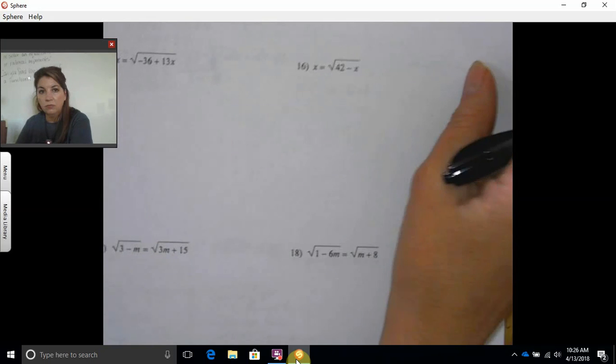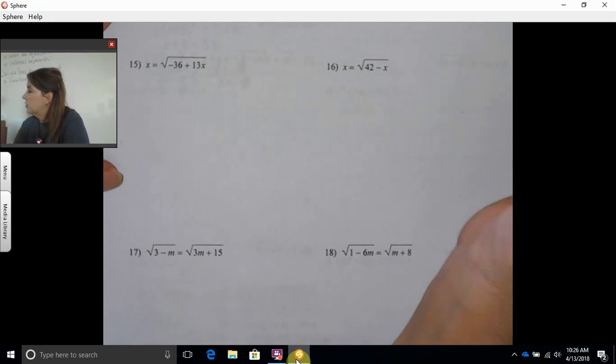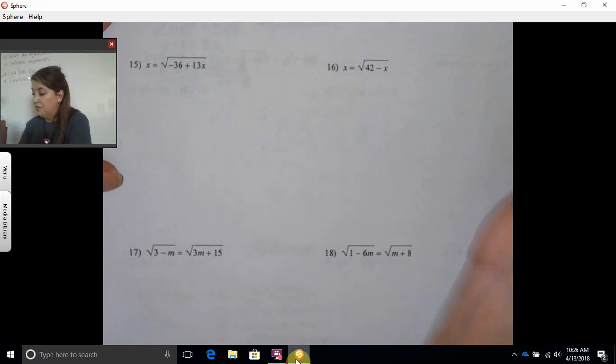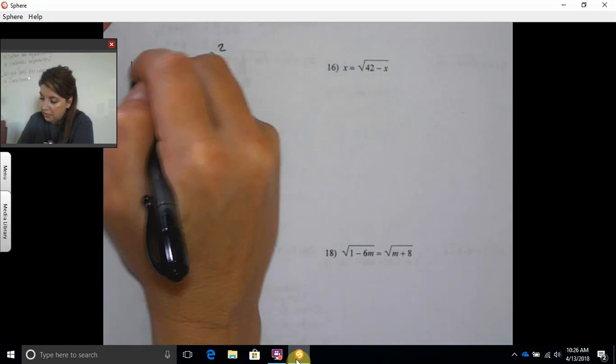Okay. Let's do 15. When you're doing radical equations, the first thing you want to do is isolate the radical. If you have radicals on both sides, you can't really isolate it. But if you don't, then isolate the radical. On 15, do I need to isolate the radical or is it already? It's already isolated. So what do we do? Square it. Square both sides.